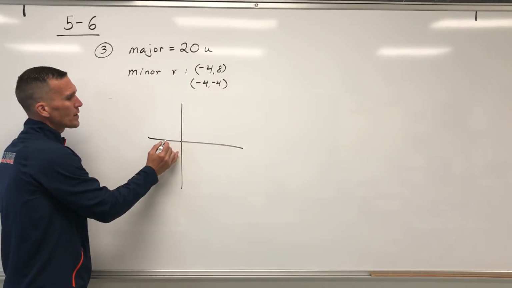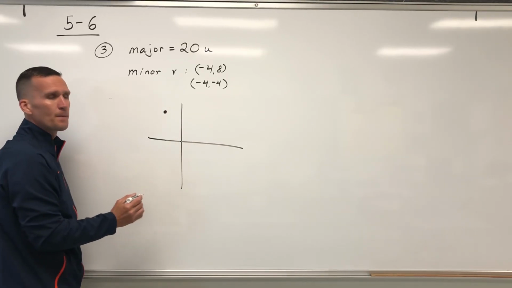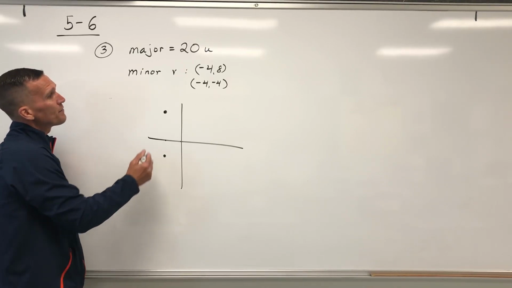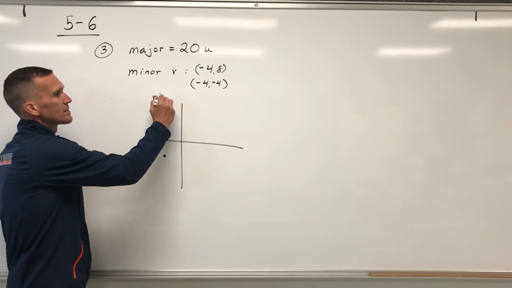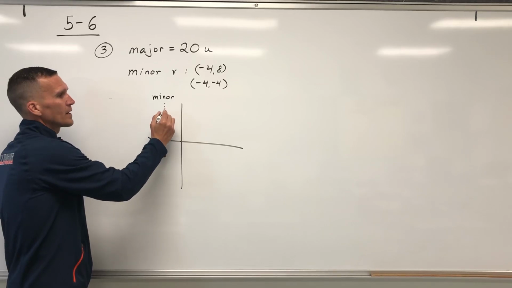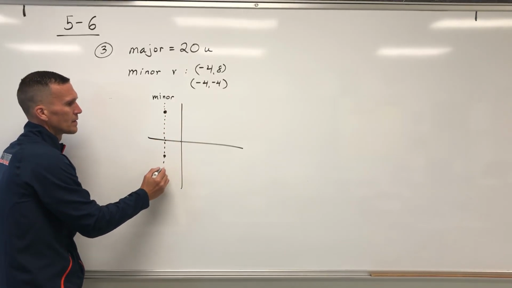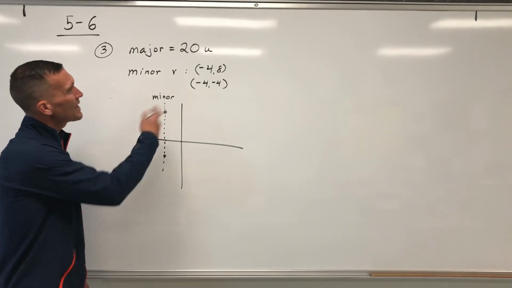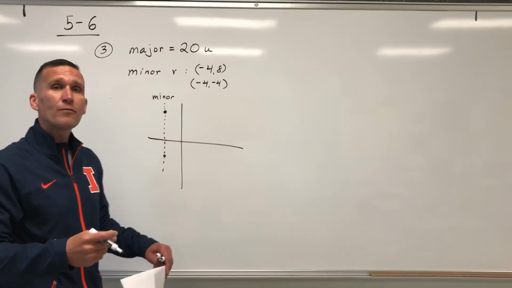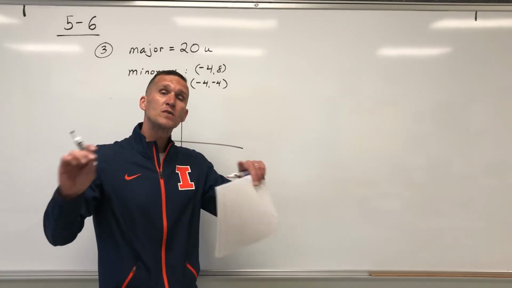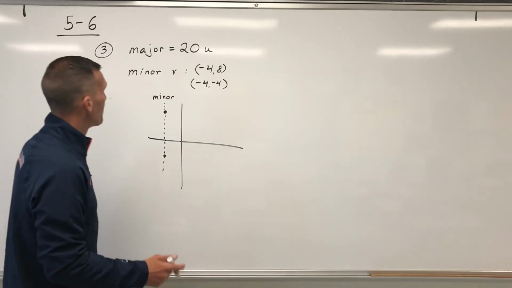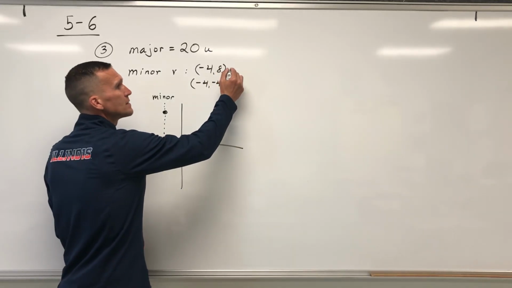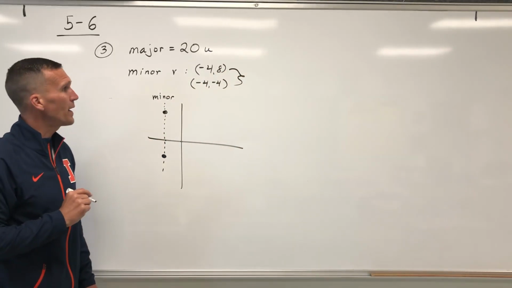Negative 4 comma 8 is up here. Negative 4 comma negative 4 is down there. So if this is my minor axis that runs through these dots right here, my major axis must be horizontal. But I really can't use it yet because everything from the major and minor axis, when you count spaces, comes from the center.